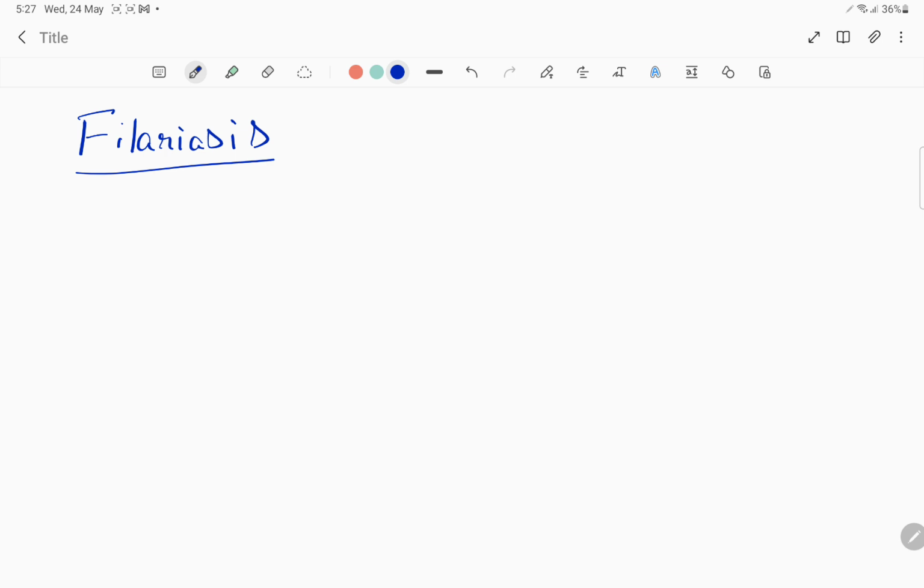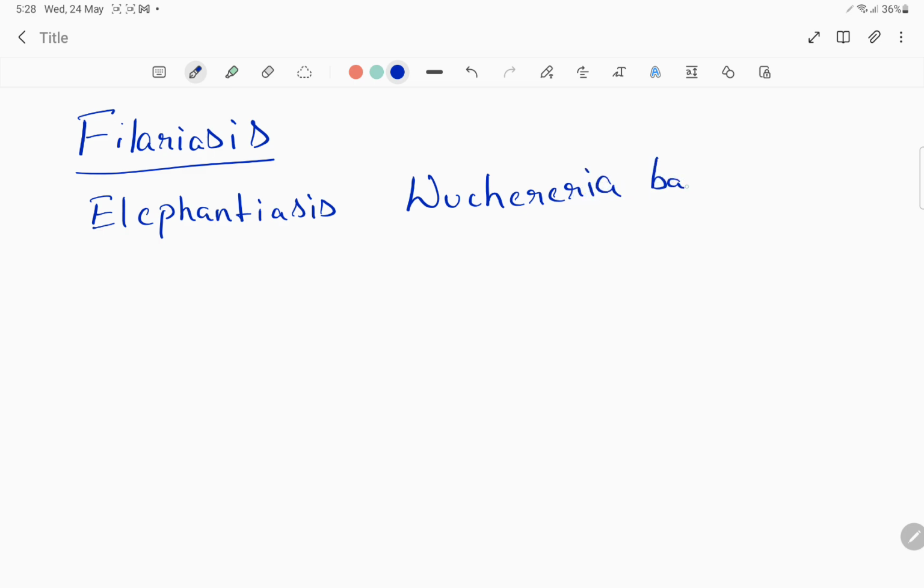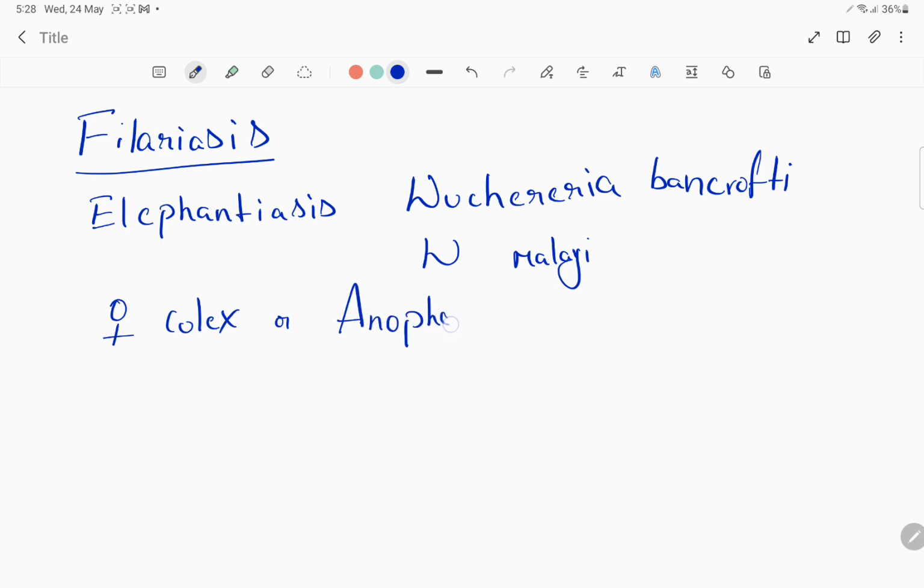So coming to the next thing, filariasis. Filariasis, we also call it elephantiasis, is caused by Wuchereria bancrofti or Wuchereria malayi. So actually it is caused by the female Culex as well as Anopheles mosquito.